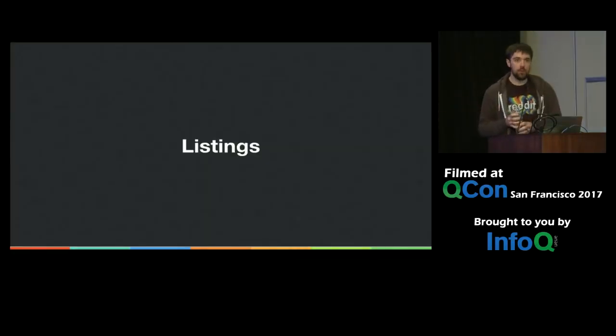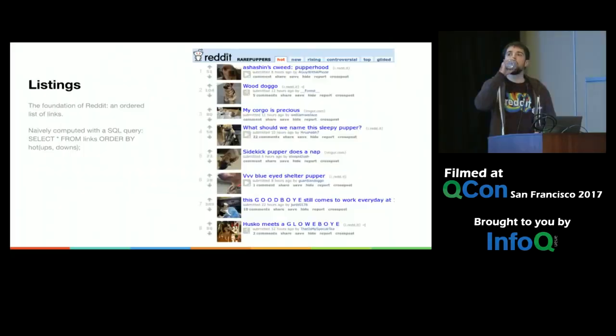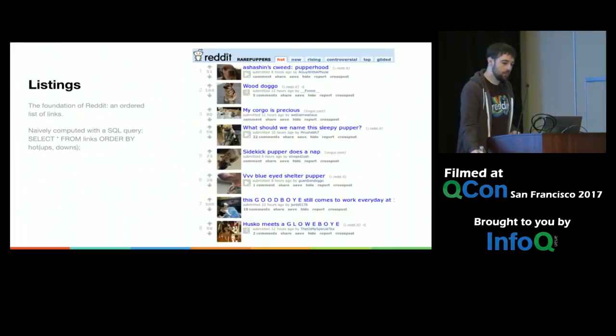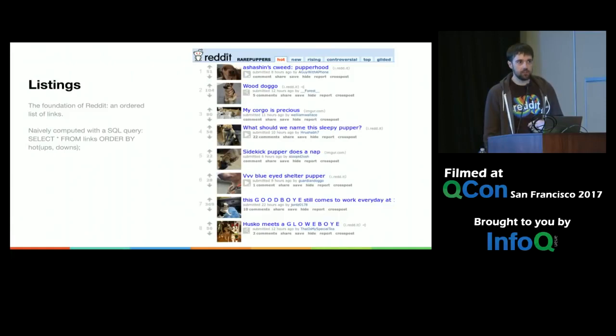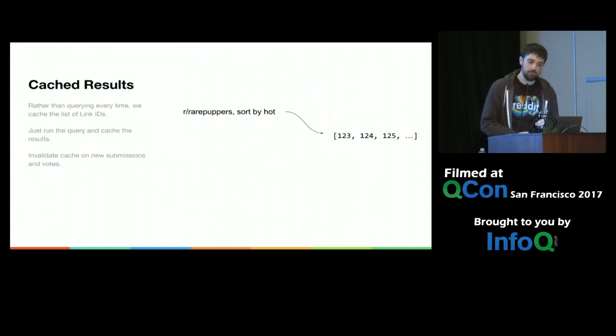Cool, so that was a bit about the structure of the site itself. Let's talk about how some of the parts of the site work, starting with listings. A listing is kind of the foundation of Reddit. It's an ordered list of links. You could naively think of this as just selecting links out of the database with a sort. These you'll see as the front page, you'll see it in subreddits, etc.